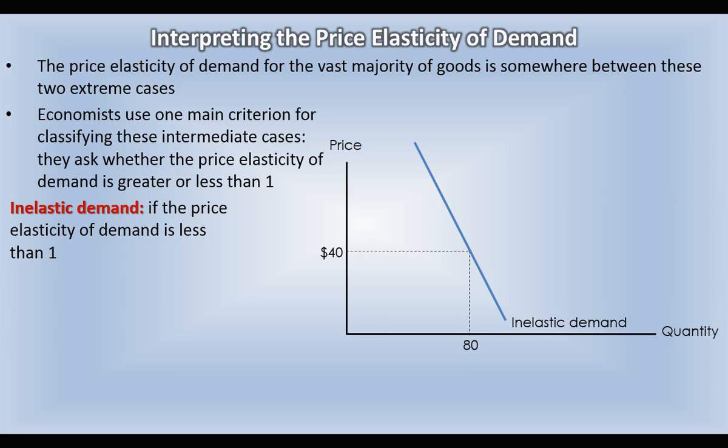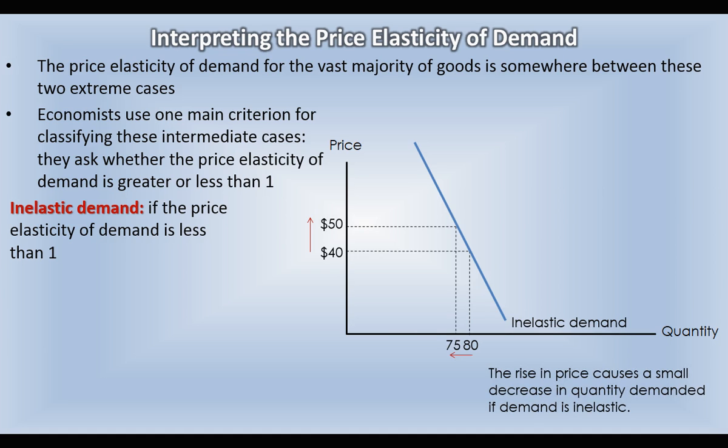So in this case, at $40, folks demanded 80 units. If the price goes up to $50 in this case, the quantity demanded goes down by 5 units. So the rise in price causes a small decrease in quantity demanded if demand is inelastic.